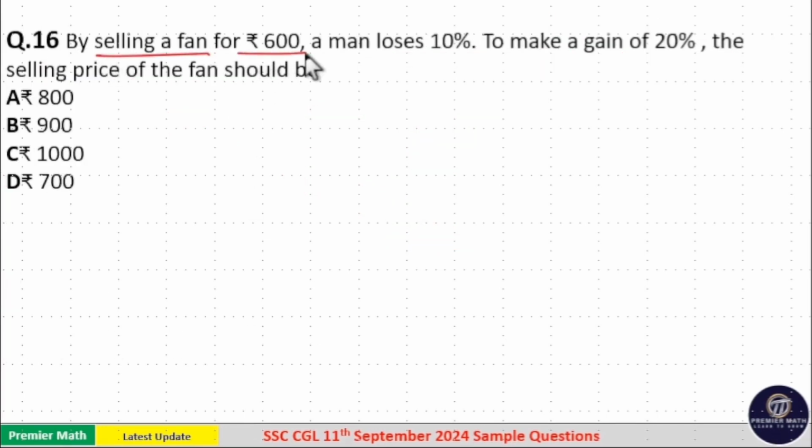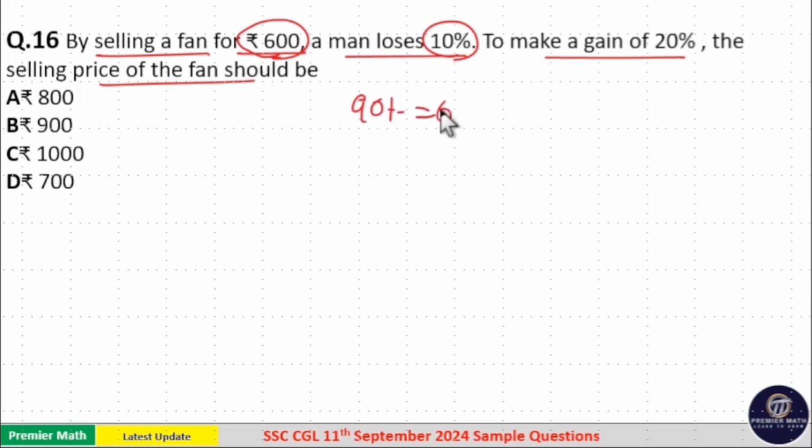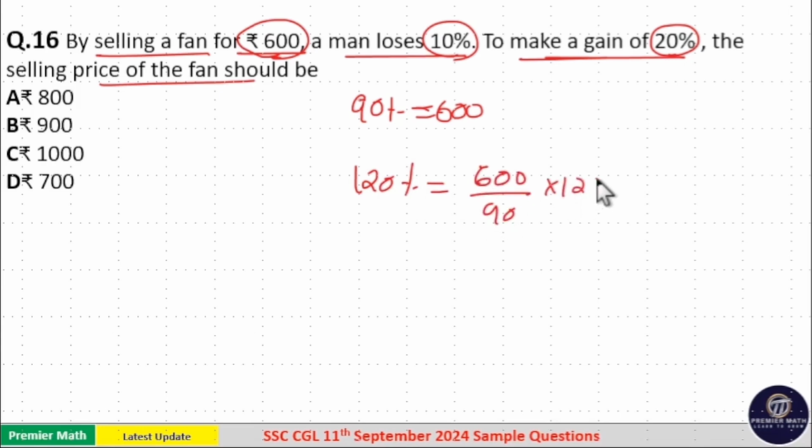By selling a fan for rupees 600, a man loses 10%. To make a gain of 20%, the selling price of the fan should be. Here, when he sells it at 600 rupees, he loses 10%, means 90% is 600. So, here we need to make a gain of 20%. So, find 120%. So, 120% is equal to 600 by 90 into 120. Now, 30 goes 3 times in 90, 30 goes 4 times in 120. And 3 goes 200 times in 600. So, 800 is your answer.